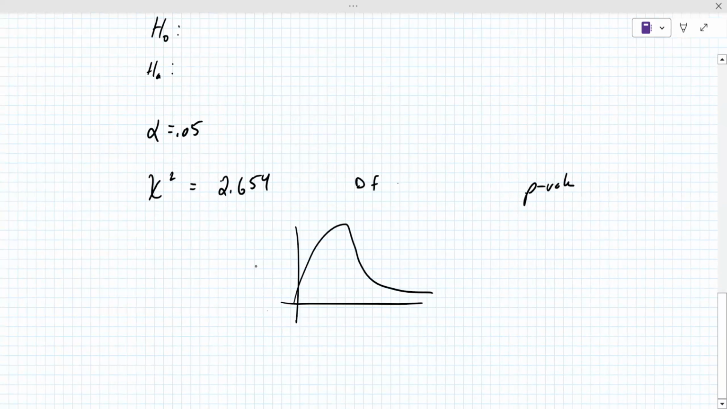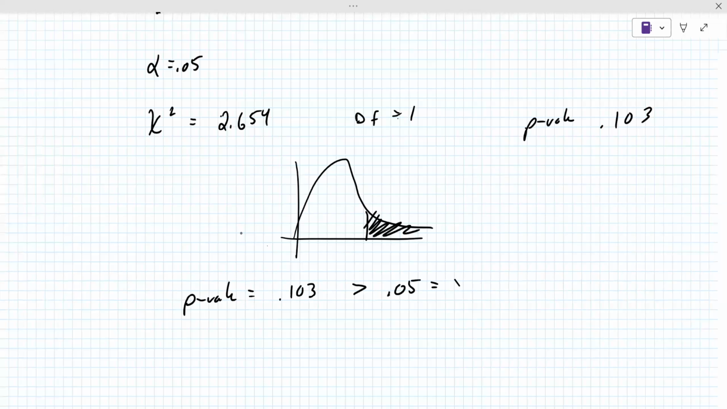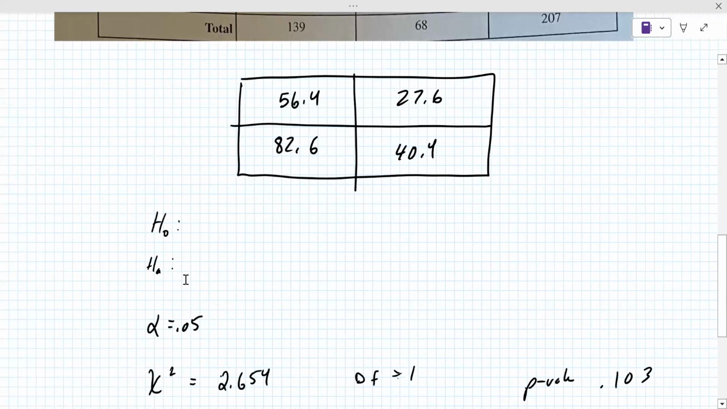Yes, 0.103. So not enough area in the tail. So your p-value, which equals 0.103, is greater than your alpha level. Right. So you would fail to reject. And there's not enough evidence to support a claim of your alternative hypothesis, whichever one you chose for that. Okay, perfect. So that's that.